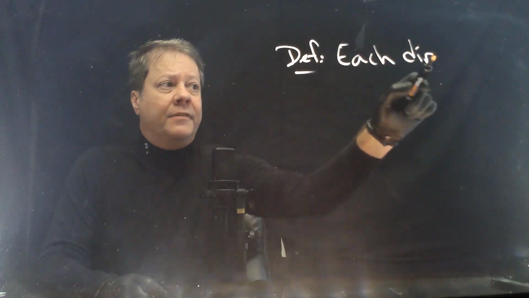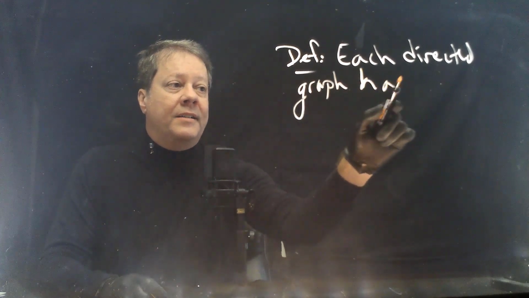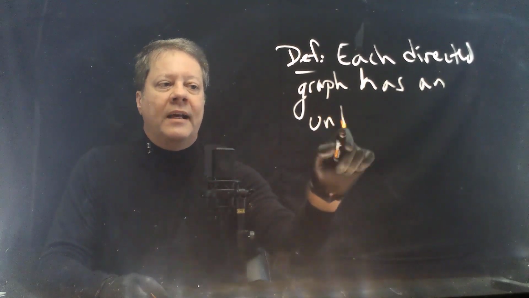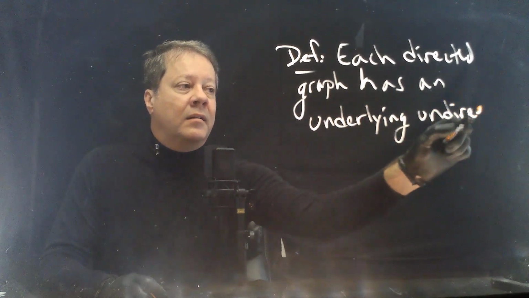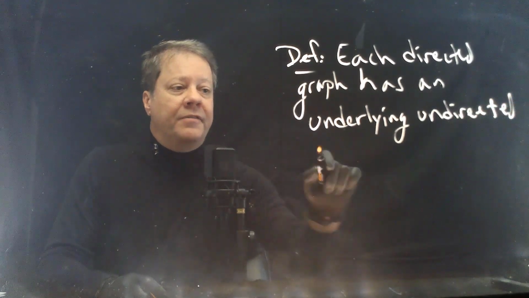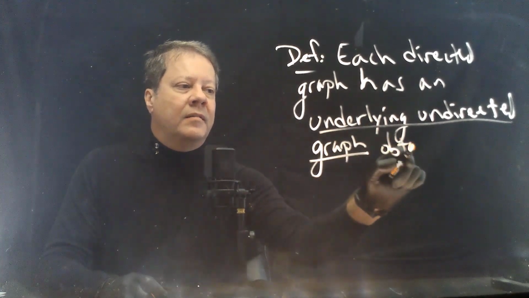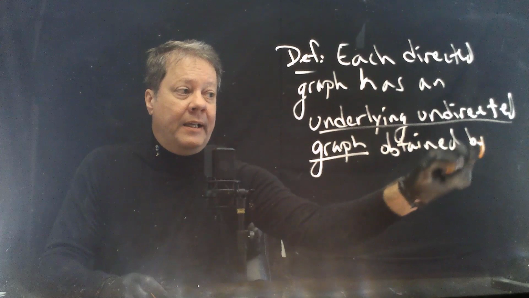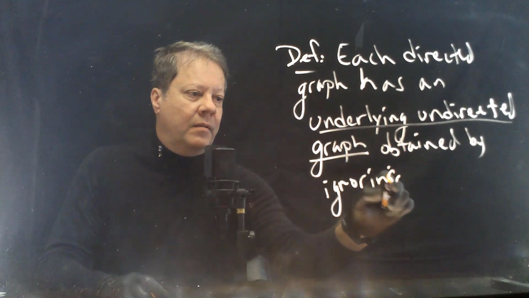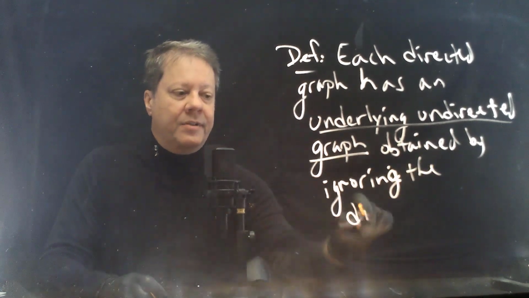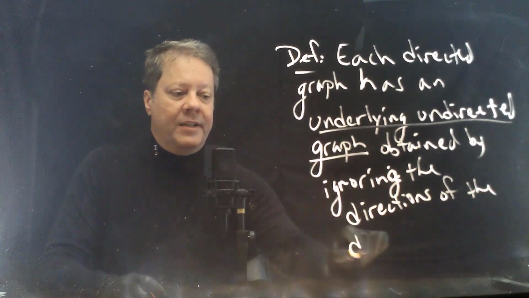Each directed graph has an underlying undirected graph obtained by ignoring the directions of the edges.